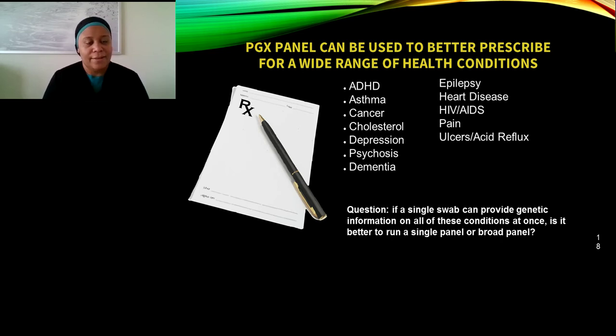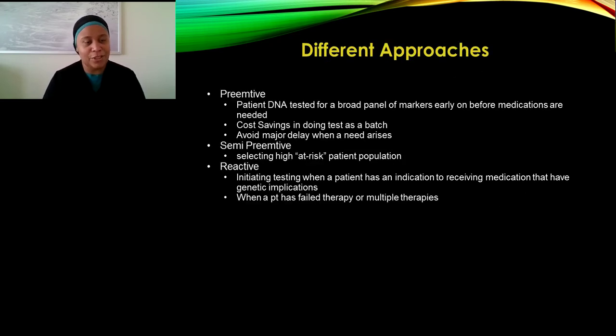So knowing that the panels can give us all this information, the question really becomes, should we get all the information up front and get a broad panel? Or should we wait and see which patients need a particular gene panel? Let's say a patient is going through depression, do we only pull the genes that are related to depression and not necessarily look at everything else that we could know up front for the patient? Which leads us to the different approaches.